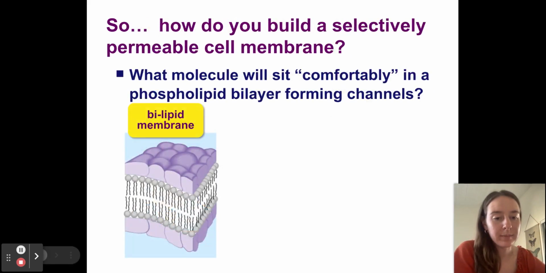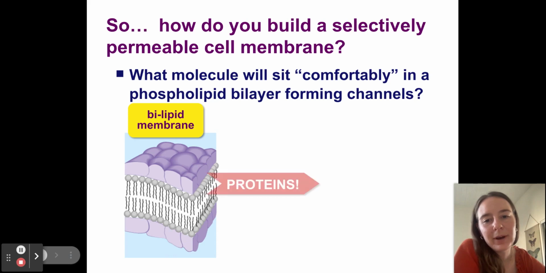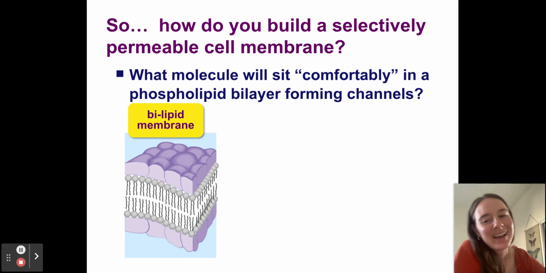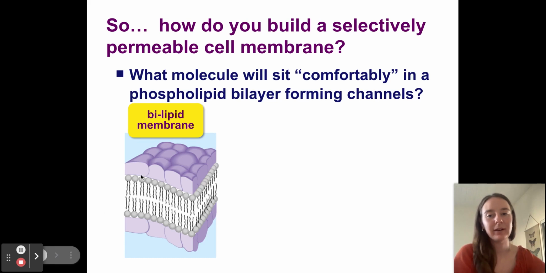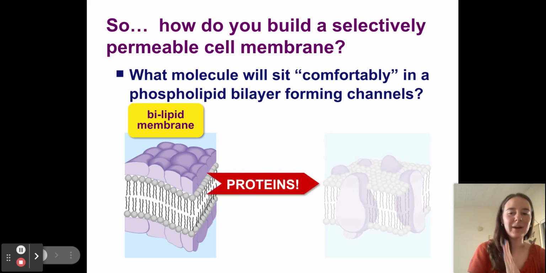So how do we build a membrane that's selectively permeable? Well, we already know that our membrane is built out of lipids, a phospholipid membrane. Don't give it away, but what molecule besides lipids, so think nucleic acids, carbohydrates, or proteins, can sit within the phospholipid bilayer, this hydrophobic bilayer? Think about a molecule that potentially could be hydrophobic. And again, that molecule is proteins.